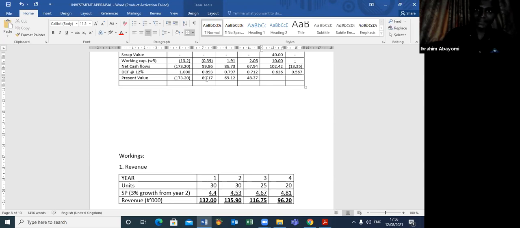102.42 times 0.636 is 65.14. Then 13.35 times 0.567 is 7.57, negative. So what is the NPV?